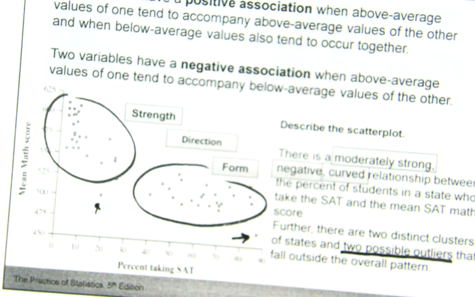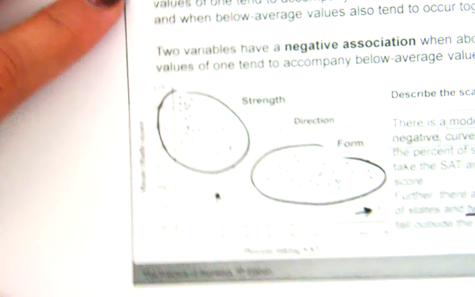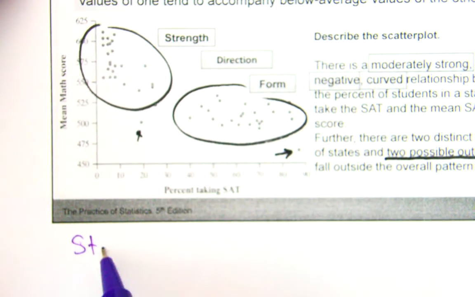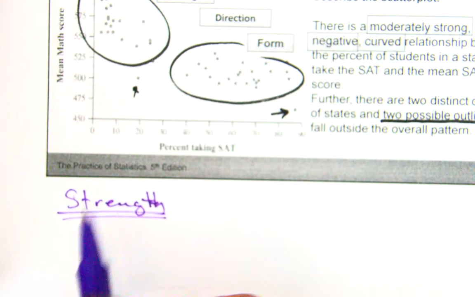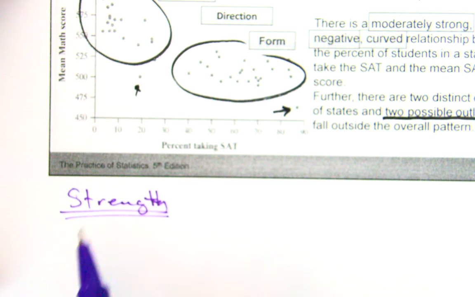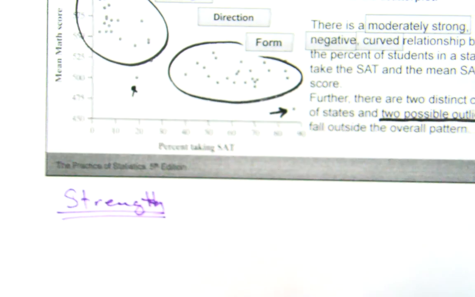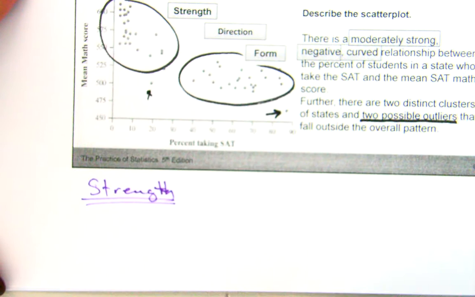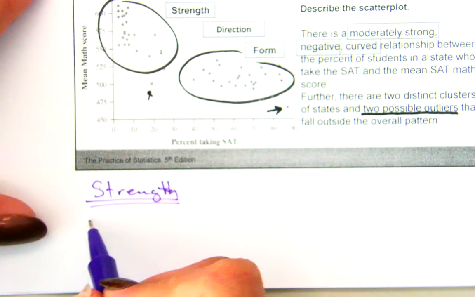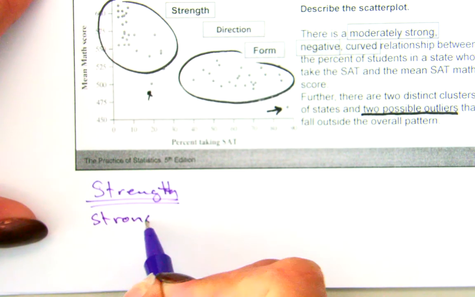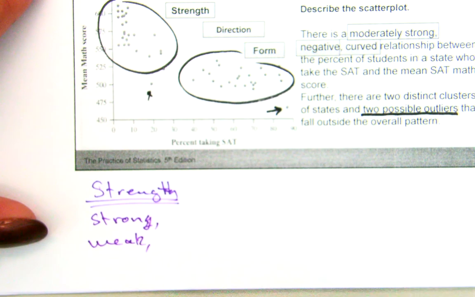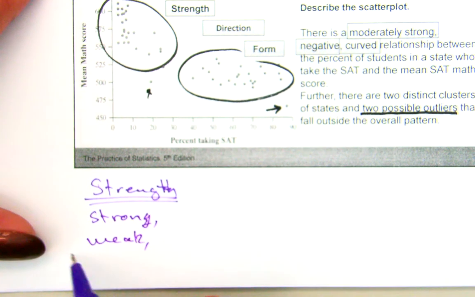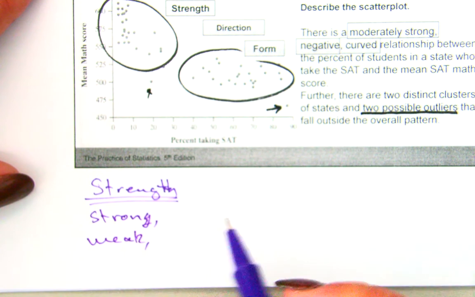Okay, so if you're talking about strength in a data set, usually you have either moderately strong. I mean, you can talk about it in terms of pretty much what you see. You can say moderately strong. You can say strong, just in general. You can say weak. You can say moderately weak. You can say weak. You can say strong. You can say moderately strong.